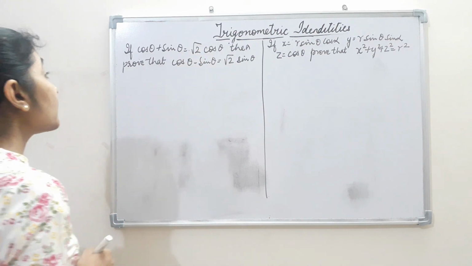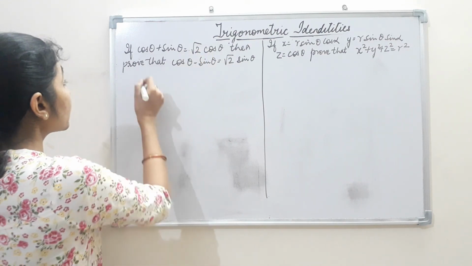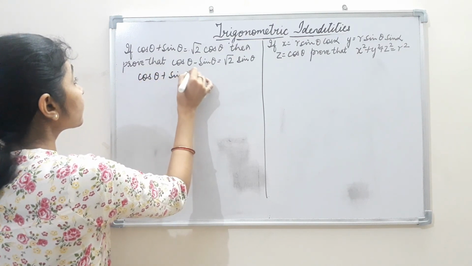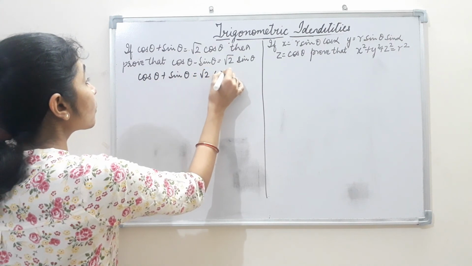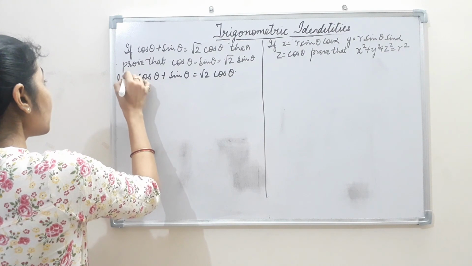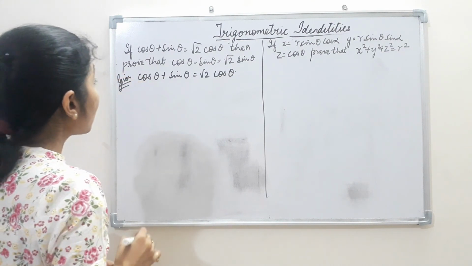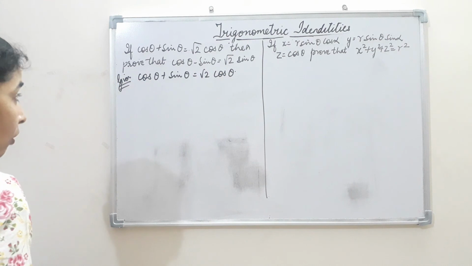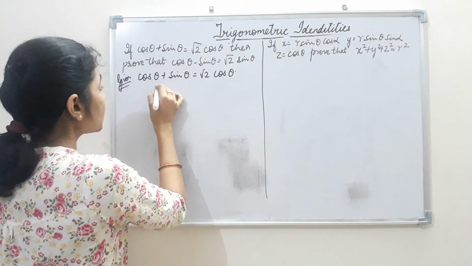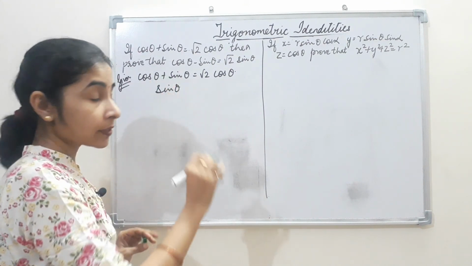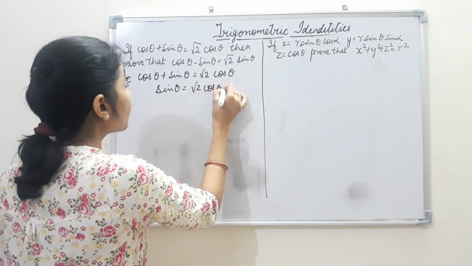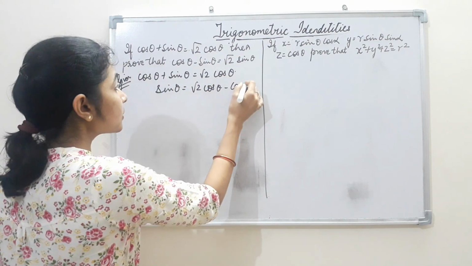Okay, so starting with the given condition, cos theta plus sin theta is equal to root 2 cos theta. This is given to us. Now if we find the value of sin theta here, what will we do? We will take the cos theta to the other side. So sin theta is equal to root 2 cos theta minus cos theta. This goes here and changes into negative.